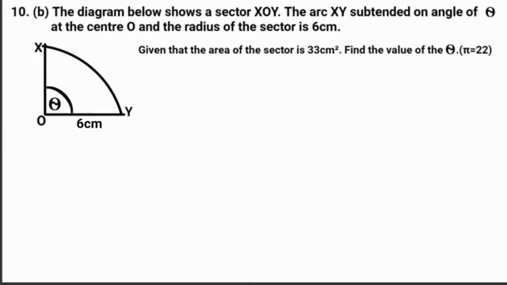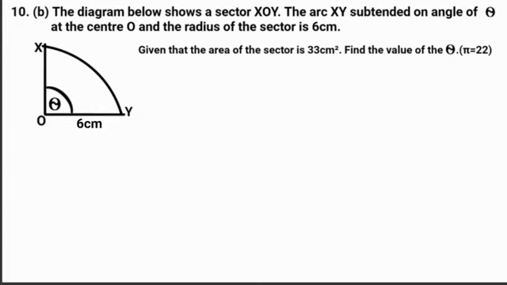Question 10b was as follows. The diagram below shows a sector XOY. The arc XY subtends an angle of theta at the center O, and the radius of the sector is 6 centimeters. Given that the area of the sector is 33 centimeters squared, find the value of theta. Okay, so we are told to take pi to be 22 over 7.